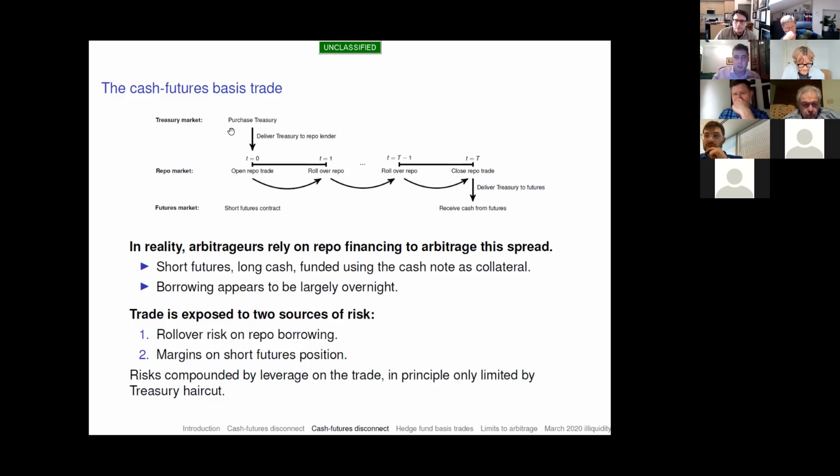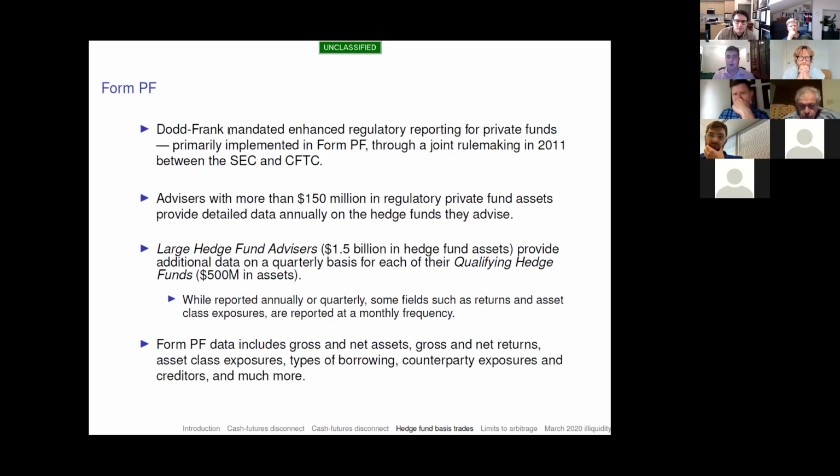The first is going to be Form PF, which is a Dodd-Frank mandated collection of data from hedge funds, where they essentially report a lot of details about their balance sheet on a monthly or quarterly basis, including their gross and net assets, their gross and net returns, and importantly for us, their asset class exposures and their types of borrowing and amounts. Now, crucially, those asset class exposures in Form PF are going to mix both Treasury cash and Treasury futures positions. And so we're going to have to do a little work to disentangle those two, which I will show you, in fact, on the next slide.